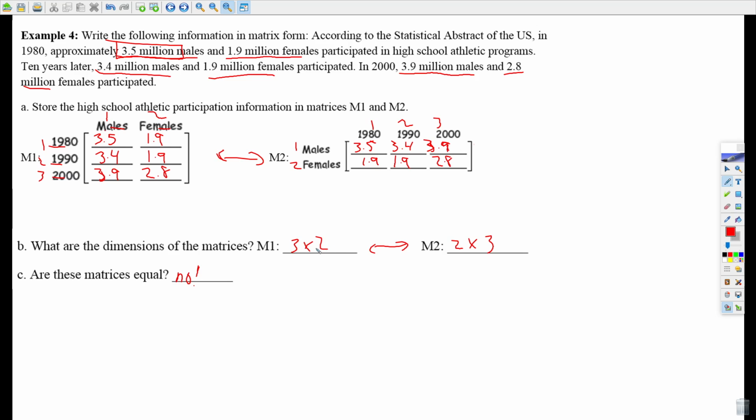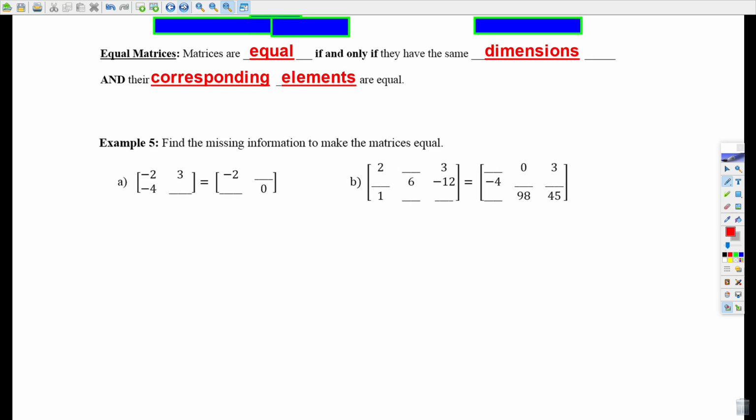These are not the same. A 3 by 2 is not the same as a 2 by 3, but they would also have the same information, which they do have the same information, but they're not the same dimension. So we're just going to do some filling in the blanks to make equal matrices. Find the missing information to make the matrices equal.